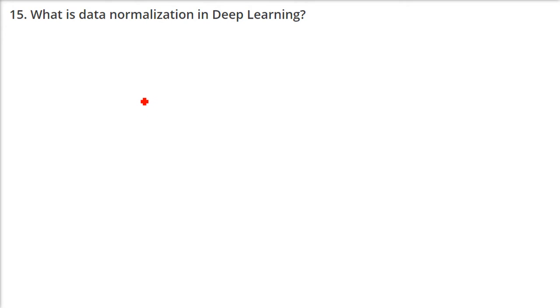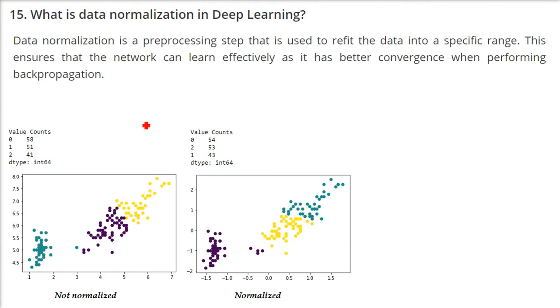What is data normalization in deep learning? Data normalization is a data pre-processing step. You see, these are two data: one is not normalized, one is normalized. I'll give you an example. You have a sound, say an audio file, and this is how it looks. This is not normalized. If you want to normalize, you just put it between some boundary. So you have made it normalized, because we want every data to be within a certain range.